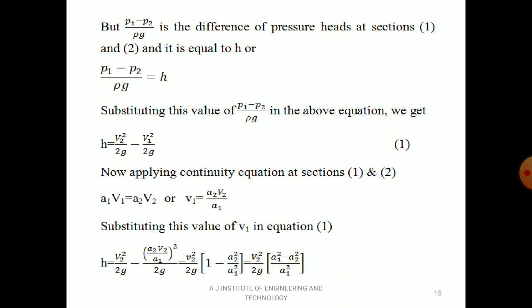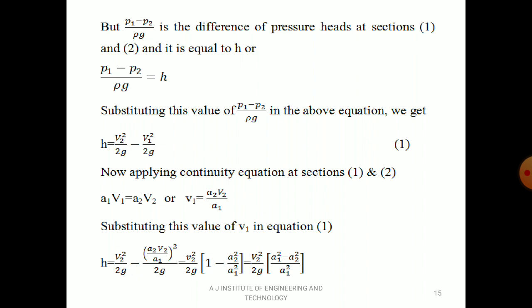Now applying the continuity equation at sections 1 and 2: A1 V1 equal to A2 V2. We can write an expression for V1 or V2; I'll go with V1. So V1 equal to A2 V2 divided by A1. We can substitute this in place of V1 in expression 1, so H equal to V2 square divided by 2g minus (A2 V2 divided by A1) whole square divided by 2g.